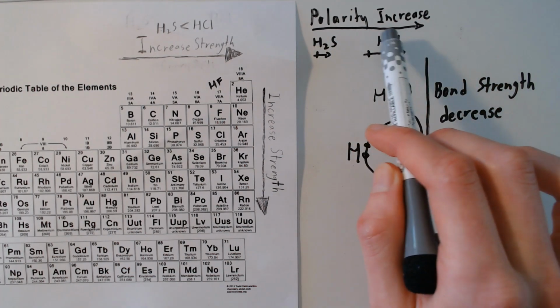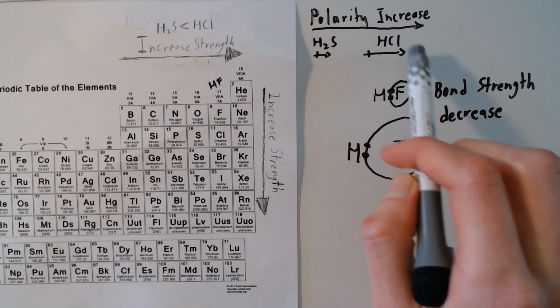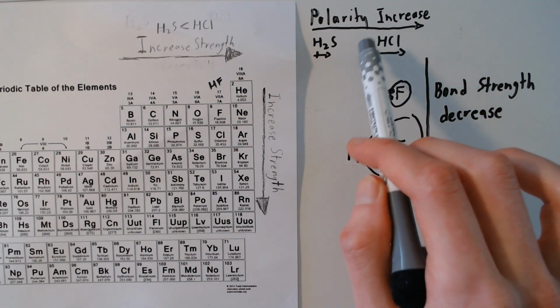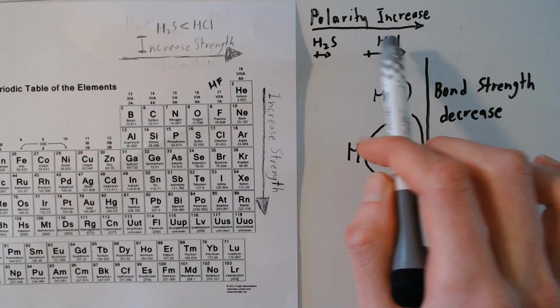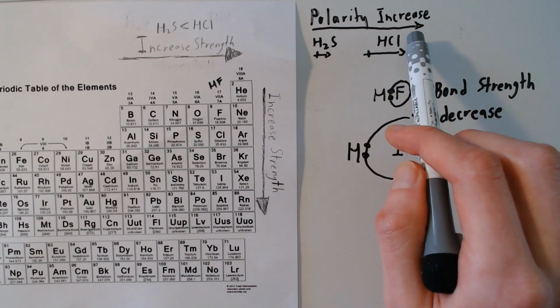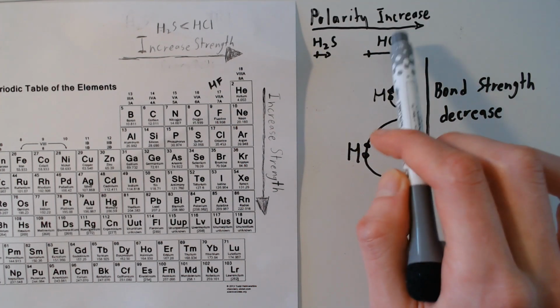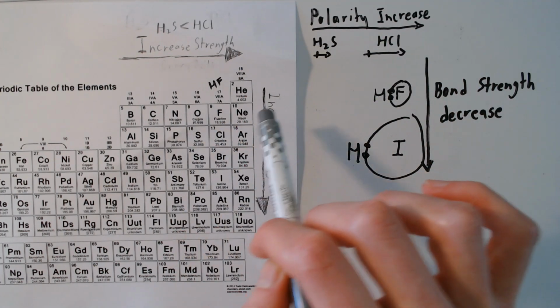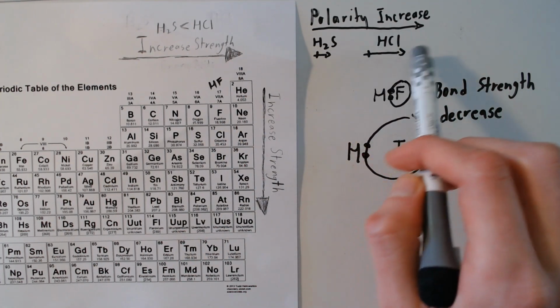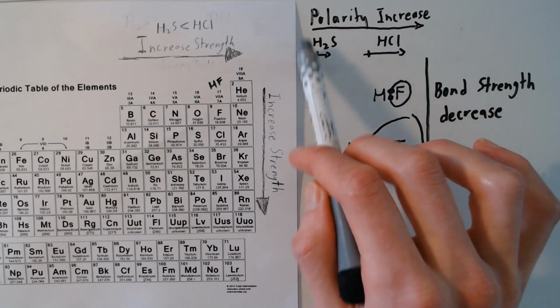And because this molecule, the HCl molecule, has a greater difference in electronegativity than the H2S, simply because the Cl is more electronegative because it is more to the right, therefore the HCl is more polar than the H2S.